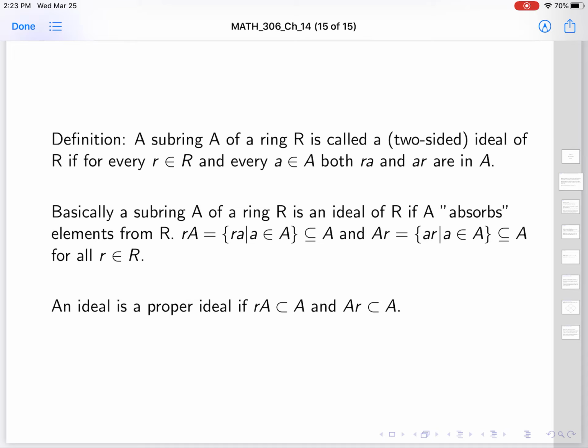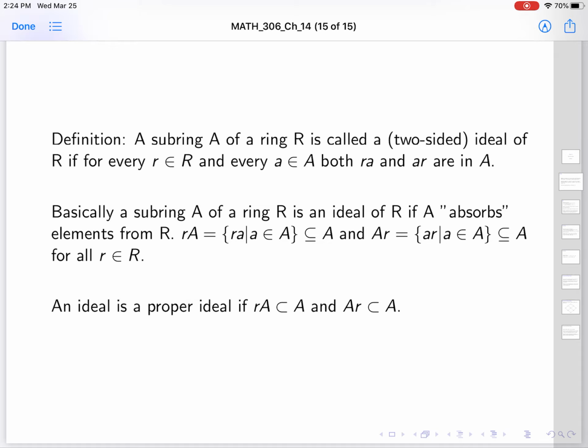A subring A of a ring R is called a two-sided ideal of R if for every r in R and every a in A, both ra and ar are in A. Basically, a subring A of a ring R is an ideal of R if A absorbs elements from R. So rA is equal to the set of elements ra such that a is in A, and that is a subset of A. And Ar is equal to the set ar such that a is an element of A, and that is a subset of A, and that is for all elements r of R.